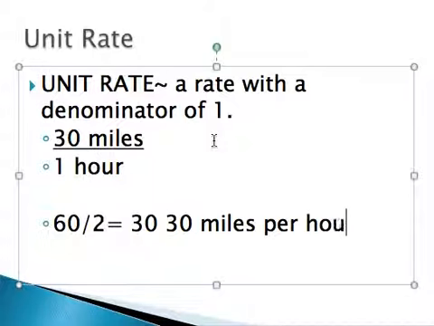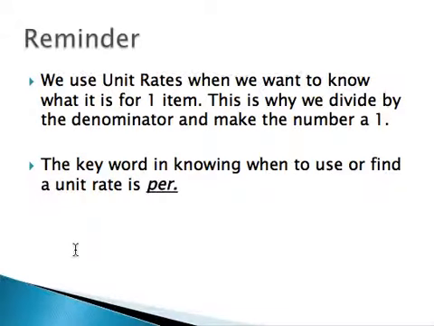per hour. And the key to this is per. This is a very important word. Every time you see the word per, it means we're dealing with a unit rate. So we use unit rates when we want to know what it is for one item. This is why we divide by the denominator and make it a 1. The key word in knowing when to use or find a unit rate is the word per.